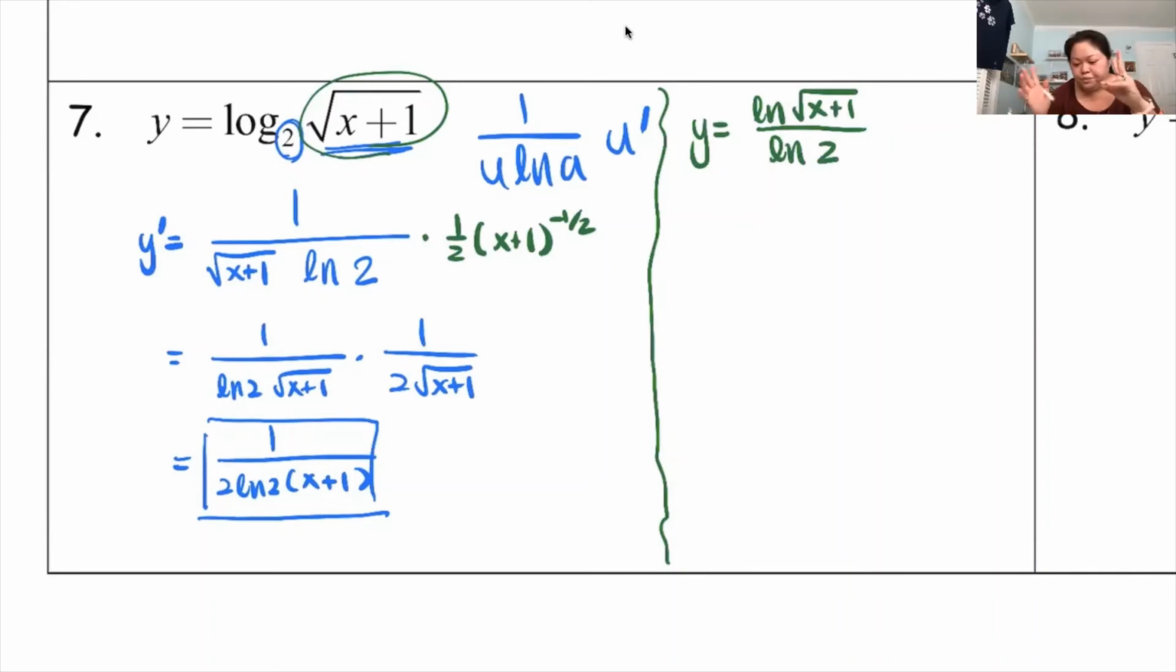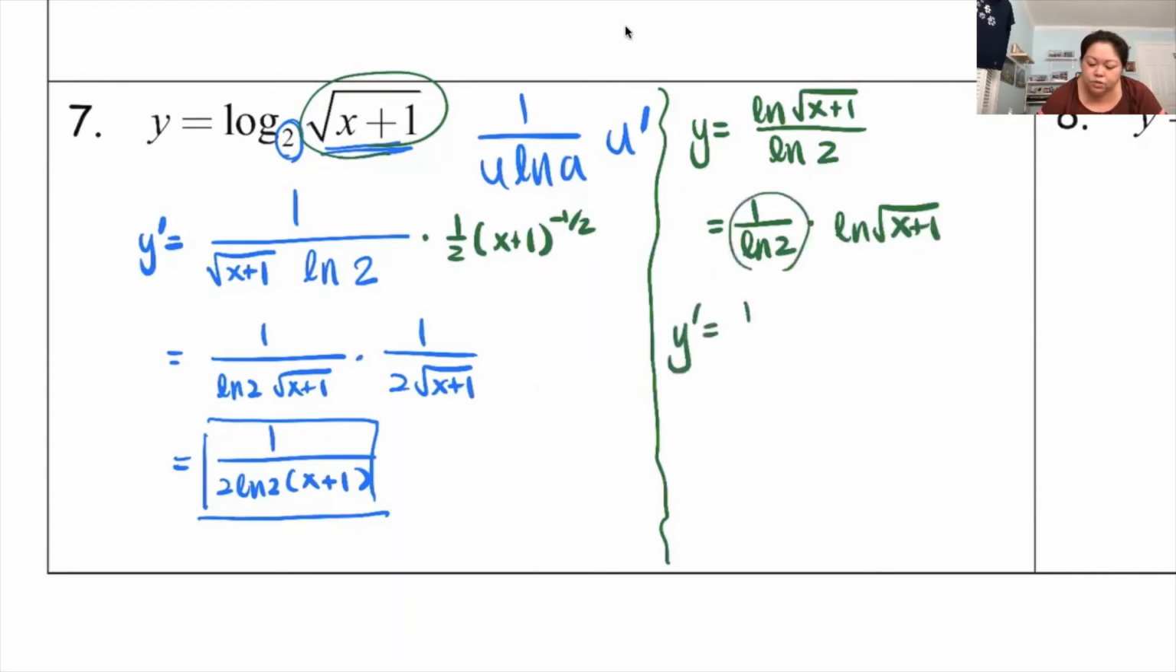base 2. Okay, so now I gotta remind myself, this is really a coefficient. Natural log of 2 is a number, right? So it's not a variable, it's just a number. And then I have this natural log of root x plus 1. Okay, so when I take the derivative, this coefficient still stays. It's 1 over natural log of 2. Then I only have this little chain rule to deal with.